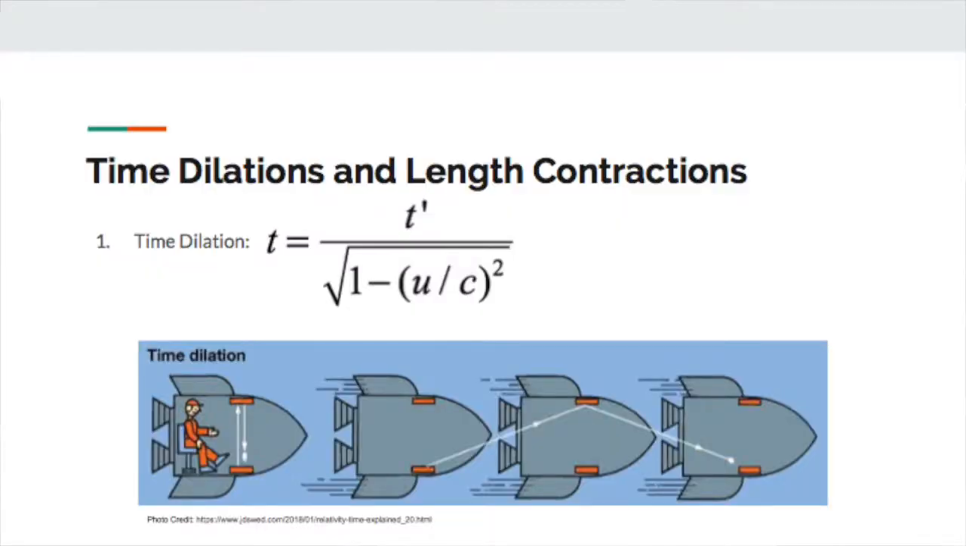So you see that if the rocket is at rest, there's this sort of makeshift clock where light is emitted from this bottom block, reflected off of the top block, and then reabsorbed by the bottom block, and that's considered to be 1 second. So up and down is 1 second.